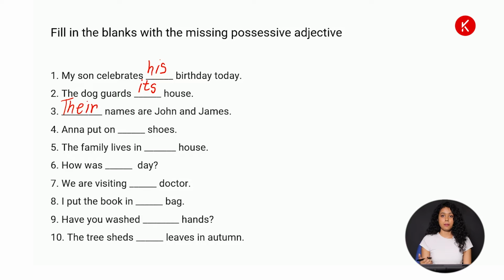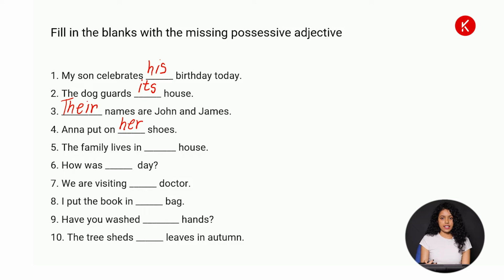Anna put on blank shoes. Now Anna is a girl. So what would be the right possessive adjective for a girl? It is her. Anna put on her shoes.